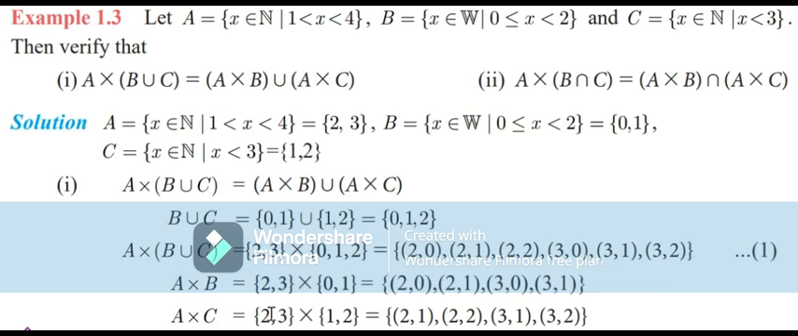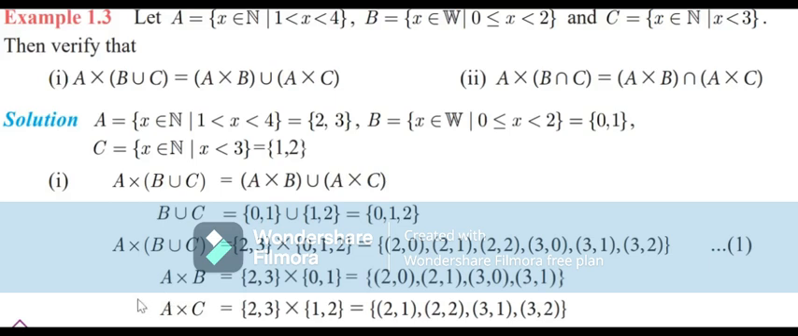A cross C is, A is nothing but 2 comma 3. So 2 comma 3, and C is nothing but 1 comma 2. So 2 comma 3 cross 1 comma 2. We have to do the cross product. As I said before, here we are finding out A cross C, that is A is 2 comma 3, cross C is 1 comma 2. So 2 comma 3 cross 1 comma 2.